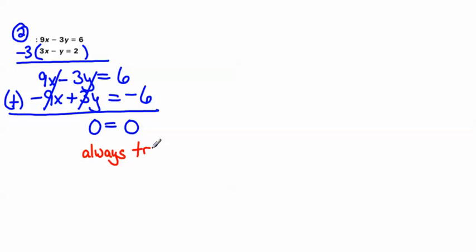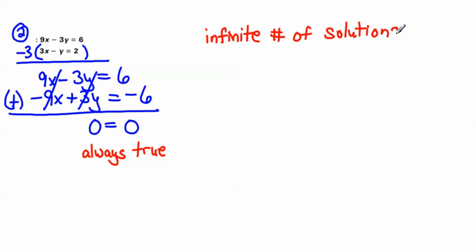So whenever you get a statement that's an identity, it's always true, that means that these two lines are exactly the same. If you graph them, they would be right on top of each other. So your answer here is this would have an infinite number of solutions. And if you were asked to classify this one, it would be consistent because it has at least one solution. And it would be dependent because it has an infinite number of solutions.